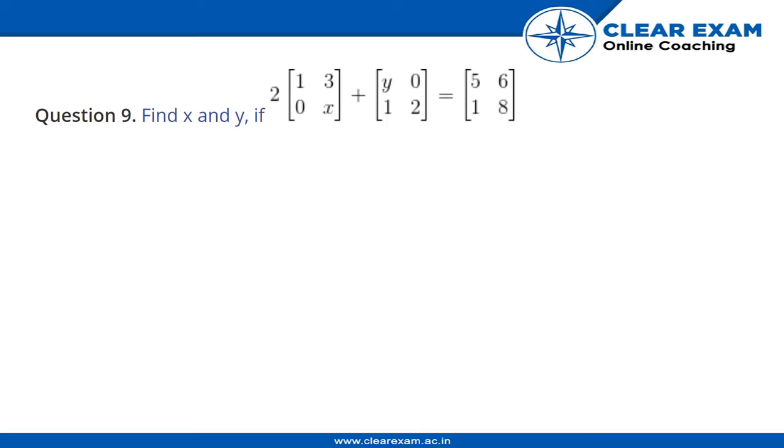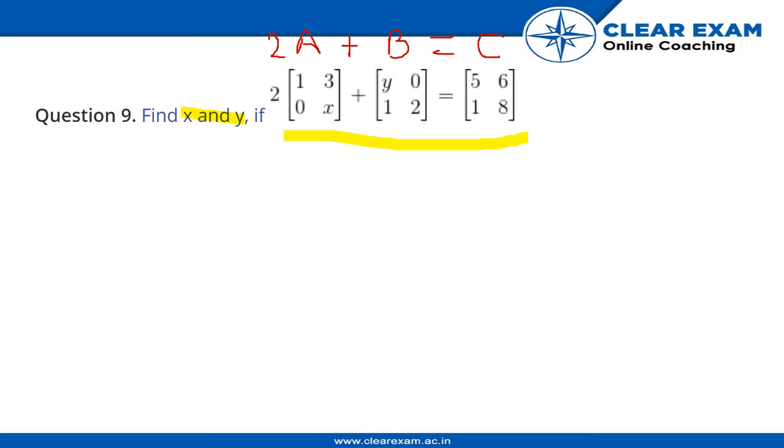Let us see what we have today in our question. We have to find the value of x and y with the help of this equation. What we are given is a matrix A on the LHS, which is multiplied by a constant 2, a matrix B which is added to 2A, and a matrix C on the RHS. So we have an equation 2A plus B is equal to C, where C is a constant matrix and A and B are two variable matrices. Let us see how we solve this question.